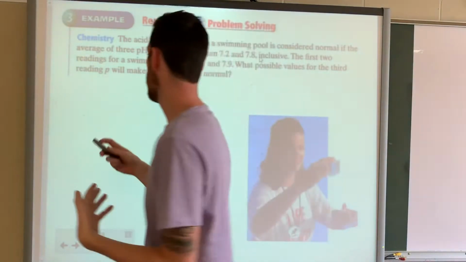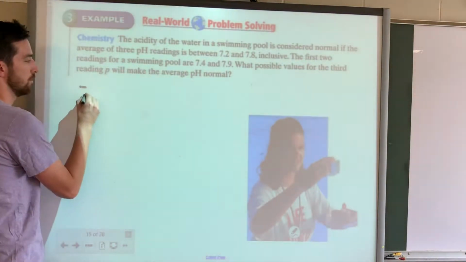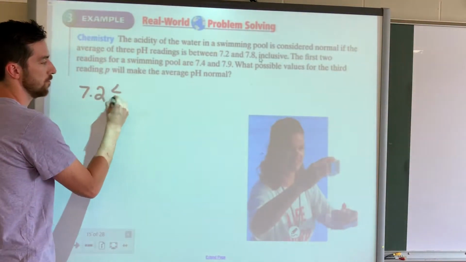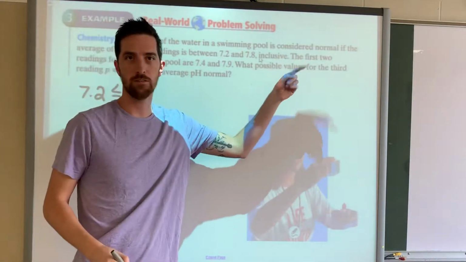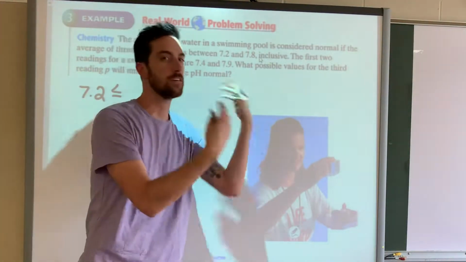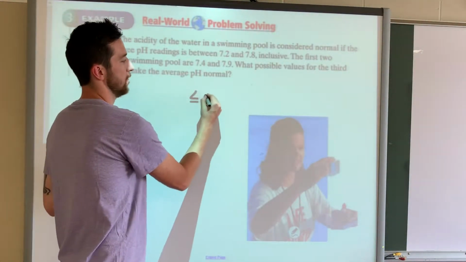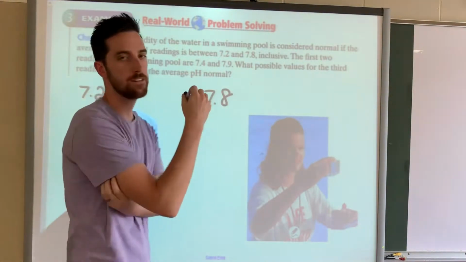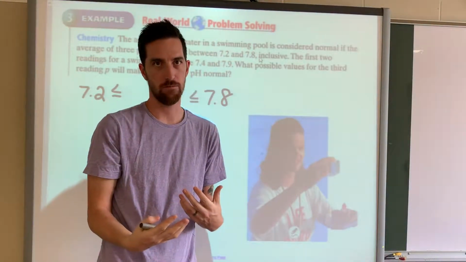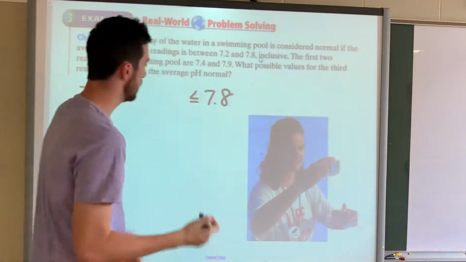It's an and problem. So we have 7.2 is less than or equal to, because they have the word inclusive. It could be 7.2, it could be 7.8. Now, we'll have the 7.8 over here. The middle, it said the average of those three numbers. So we're gonna have to add them up and divide by 3.